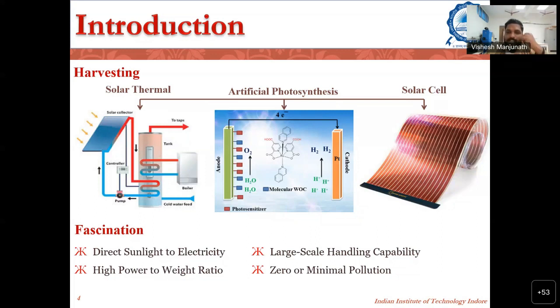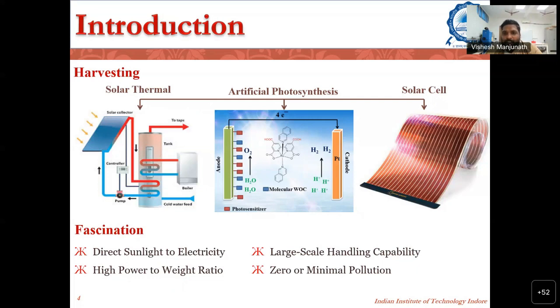It can handle large scale very easily. You can make panels out of it. You can connect panels together. And recently, solar farms are coming up even in India, where people are making solar plants, generating and selling back to the government, where they get double the money than what we consume.